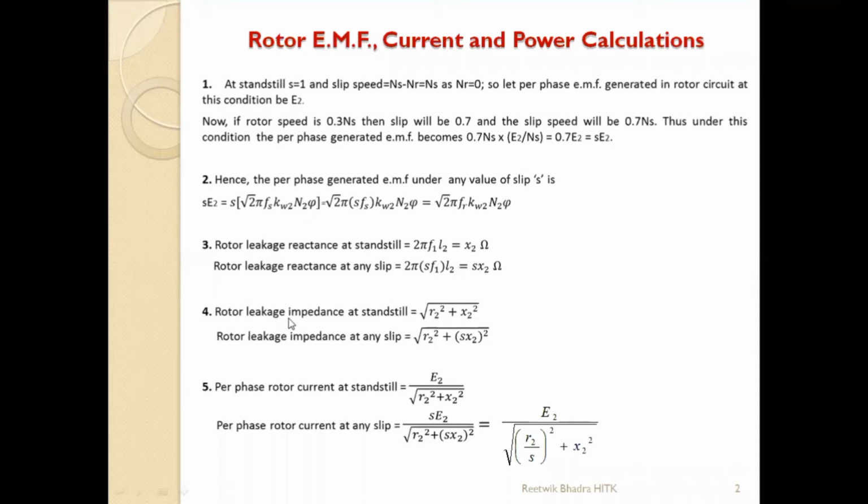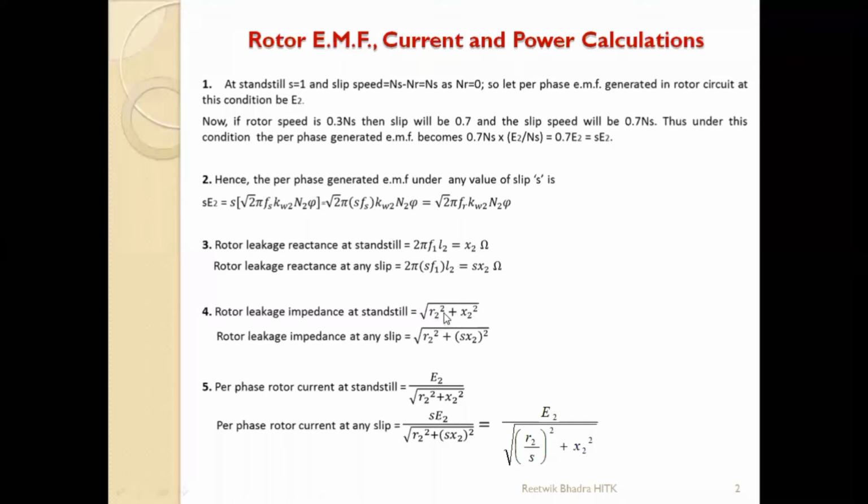So next we'll calculate the impedance Z. Z is equal to root over R square plus XL square. So now we are calculating for the rotor. R2 square plus X2 square at standstill. First formula is standstill, so R2 square plus X2 square. Next formula, impedance at any value of slip. R2 will remain fixed, so R2 square. At any value of slip, what is the leakage reactance? SX2. Substituting it over here, SX2 square. So R2 square plus SX2 square.